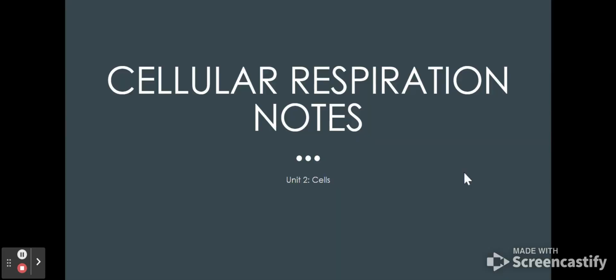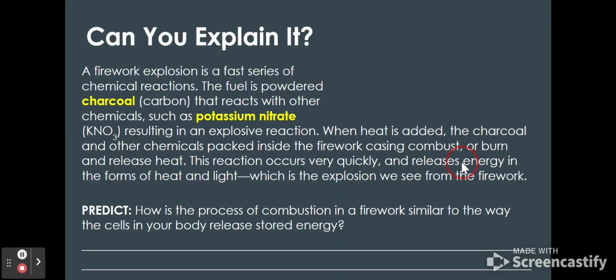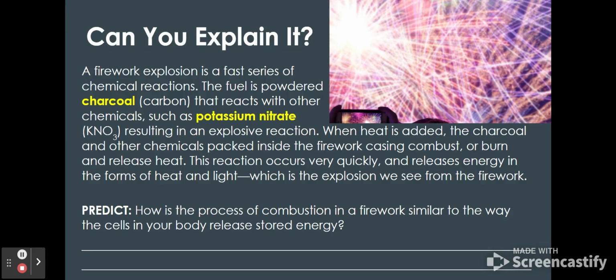Hi, everybody. So we're going to be doing cellular respiration today. So a firework explosion is a fast series of chemical reactions. The fuel is powdered charcoal or carbon that reacts with other chemicals such as potassium nitrate, KNO3, which results in an explosive reaction. When heat is added, the charcoal and other chemicals packed inside the firework casing combust. They burn and release heat. This reaction occurs very quickly, and it releases energy in the forms of heat and light, which is the explosion we see from the firework.